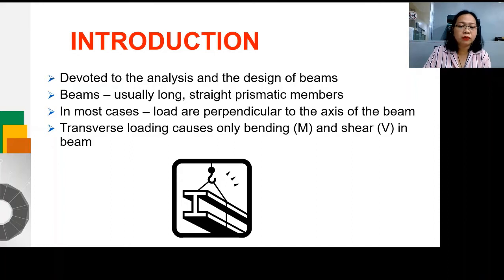So transverse loading causes only bending, and we will signify this as M, and shear V in the beam. Shear is symbolized as V. Let's put into mind that when we analyze beams, we have to neglect the weight of the beam. But in reality, you cannot neglect the weight of the beam. But for simplicity's sake, and this is just an introductory part, we will just neglect the weight of the beam itself.